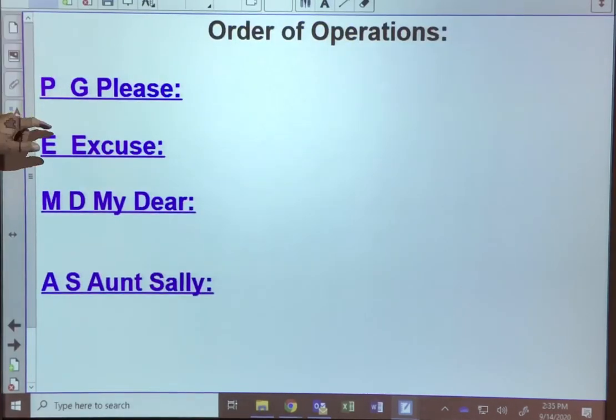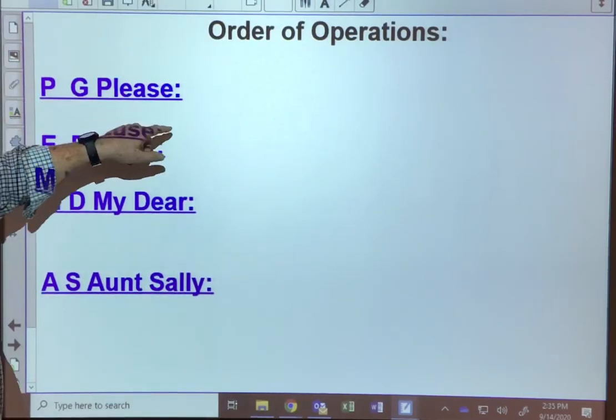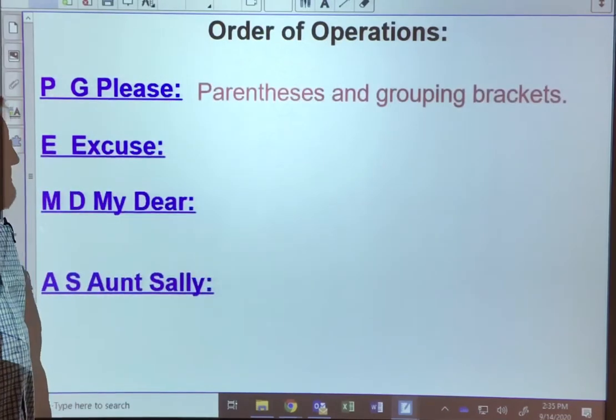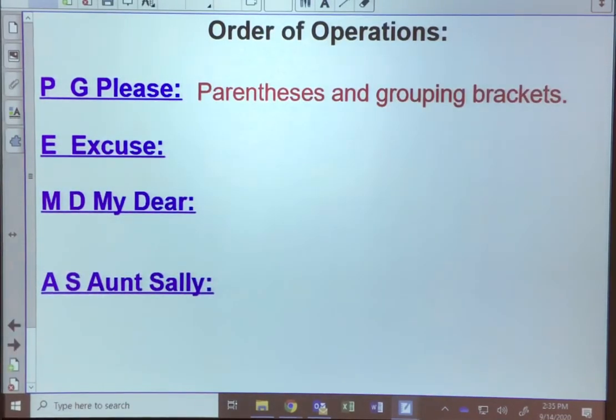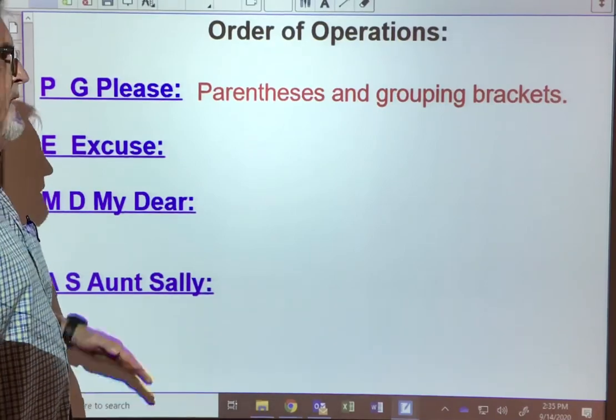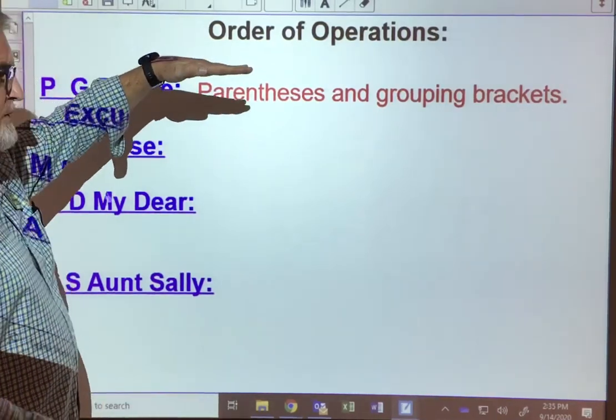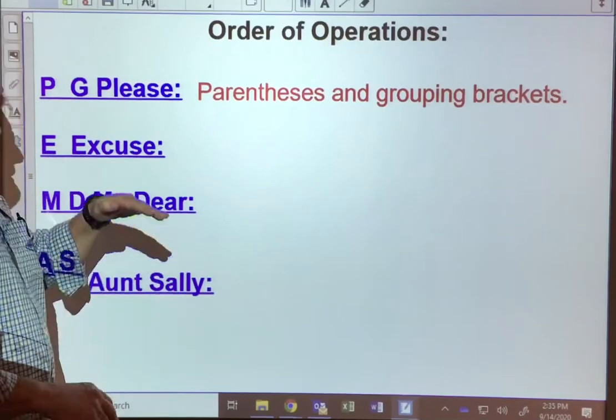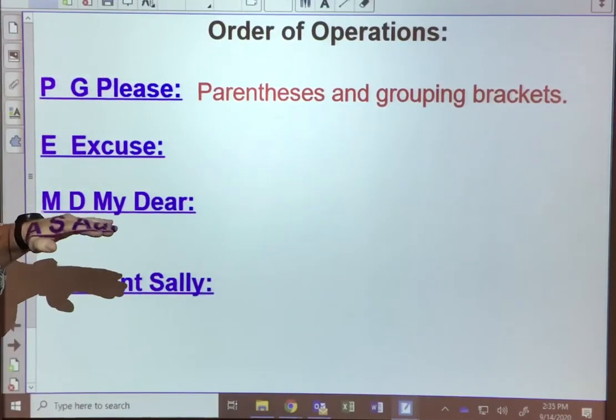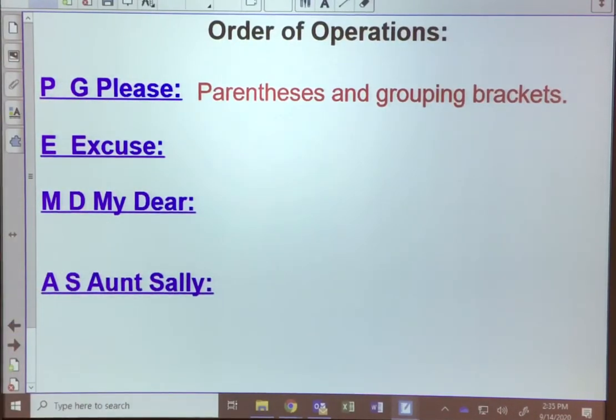Okay? The P in PEMDAS, the G in GEMDAS, and the please in "Please excuse my dear Aunt Sally" represent parentheses and grouping brackets. Anything that's inside of a parenthesis has to be done before anything else. If there's a parenthesis within a parenthesis, you work your way out. If you have a division bar, if you have a problem that looks like a fraction and there's something to do on top and something to do on bottom, you have to take care of everything that's on top, everything that's bottom, and then do the division last.